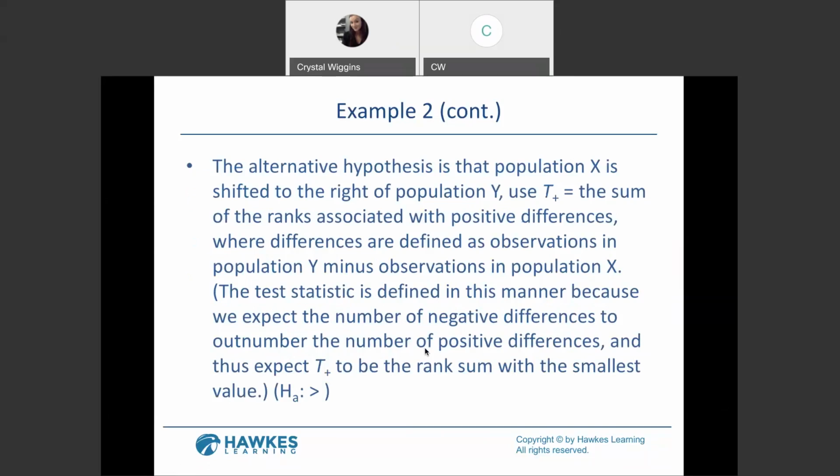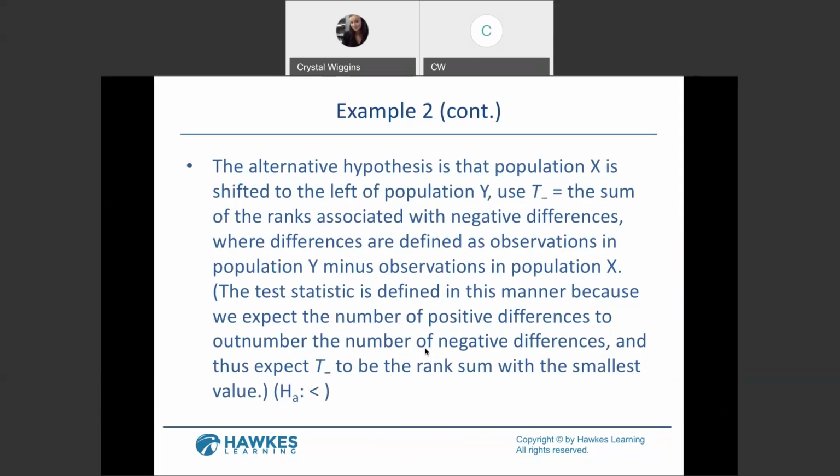The alternative hypothesis is that population X is shifted to the right of the population Y. Then we would use the positive sum rank associated with the positive differences, where differences are defined as observations in population Y minus observations in population X. The test statistic is defined in this manner because we expect the number of negative differences to outnumber the number of positive ones, and thus the positive sum should have the smallest value. So we're talking about a right-tailed test here.